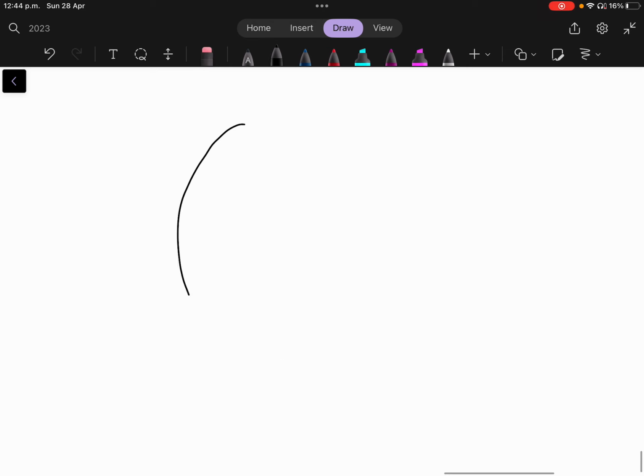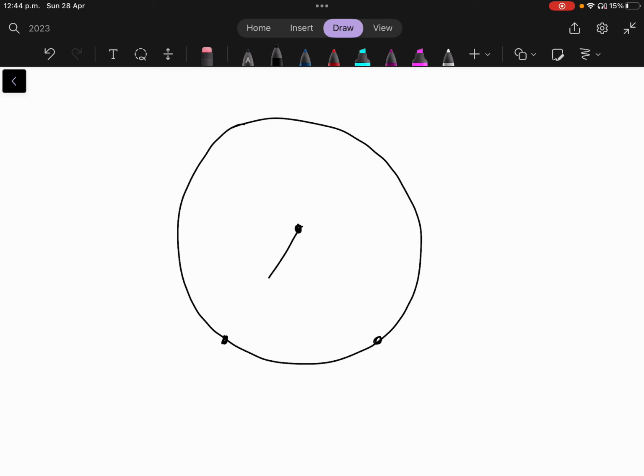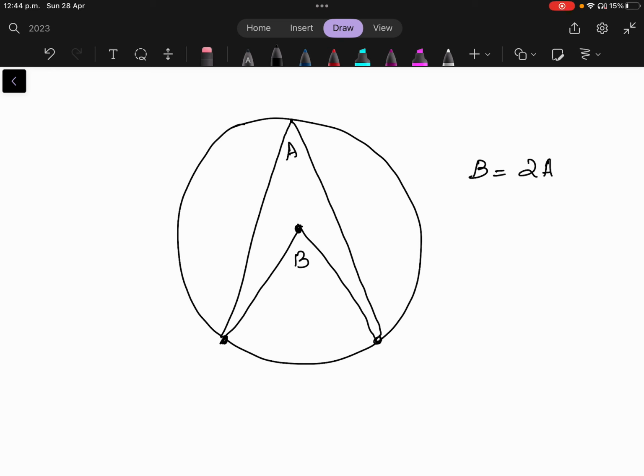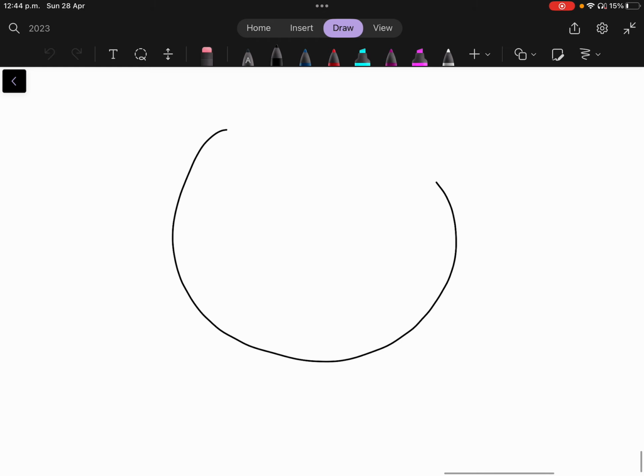Okay, now the third one is, if you have a circle like this and this is the center, and you have 2 points like this, and you draw an angle touching the center, and again from these 2 points you draw another angle which is touching the top, and if this is angle A and this is B, you can always say that B will be twice the angle A. Okay, so the angle at the center will be double the size of the angle which is made at the top.